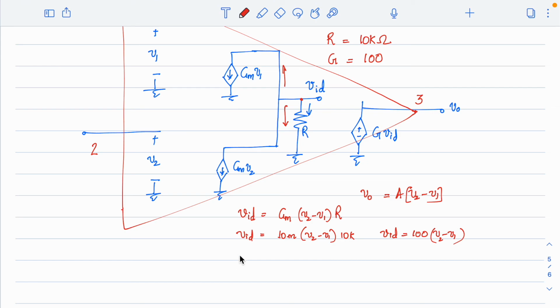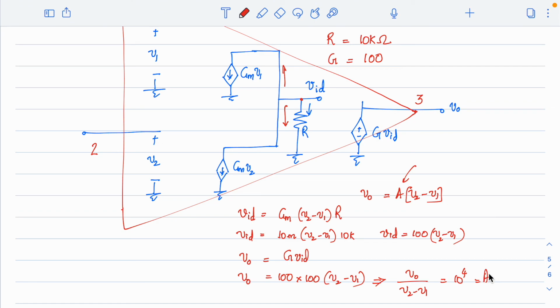And now if I write what is Vout, looking at it, Vout is equal to G times VID. Given that G is 100, so 100 into VID, and VID is 100 times V2 minus V1. So I can write V0 divided by V2 minus V1, which is the overall gain of the structure, as 10 to the power of 4. So V0 divided by V2 minus V1 is basically A, and that A is equal to 10 to the power of 4.